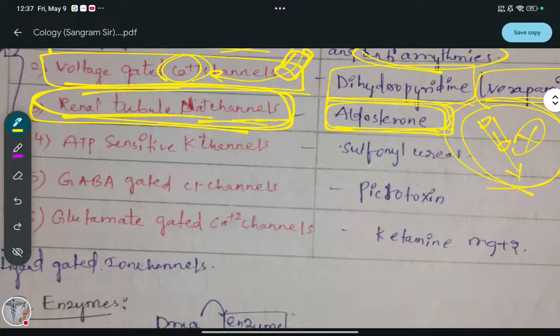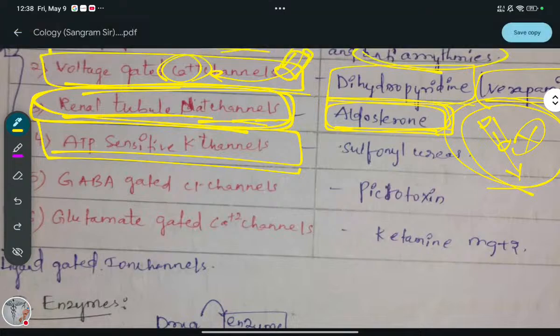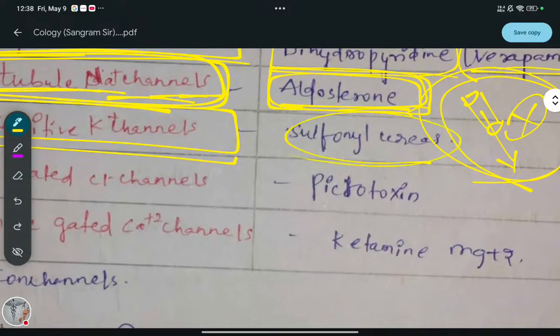Okay, next is the ATP sensitive potassium channel. So what is the ATP sensitive potassium channel? These are different types of potassium channels. ATP sensitive potassium channels are present mainly in the case of glands, in the case of exocrine glands. So in that case sulfonylureas will be given.